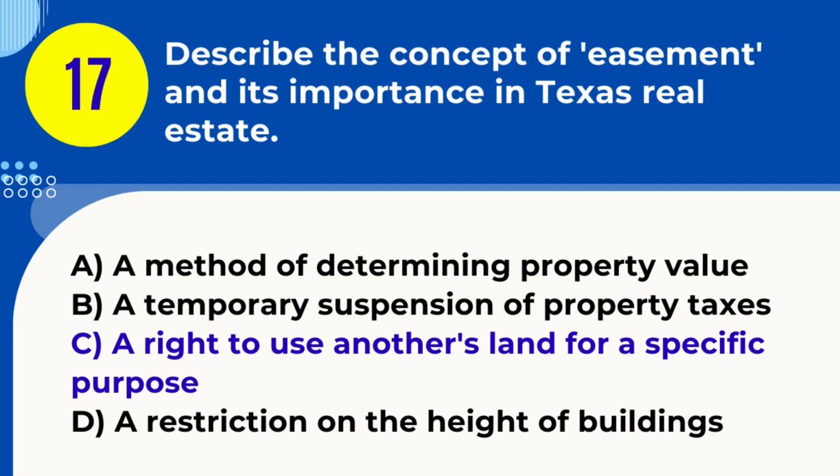Answer: C. A right to use another's land for a specific purpose. Explanation: An easement in Texas real estate is a right granted to a person or entity to use another's land for a specific purpose, such as for access or utility lines, while the property ownership remains with the original owner.